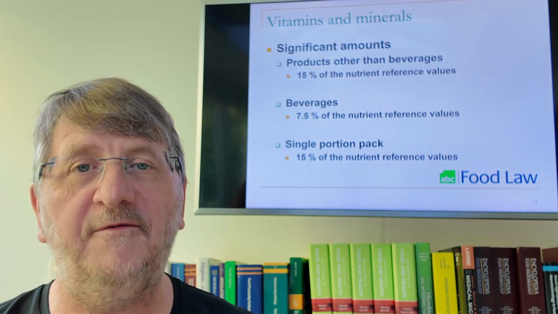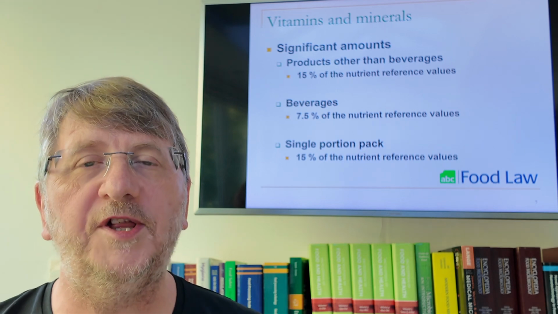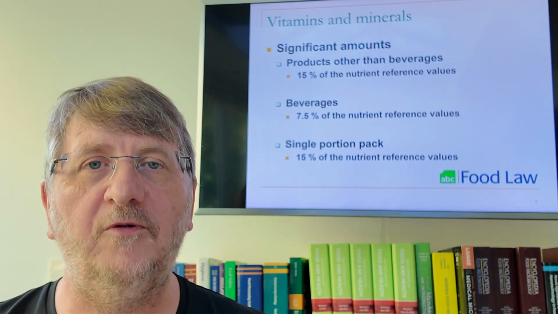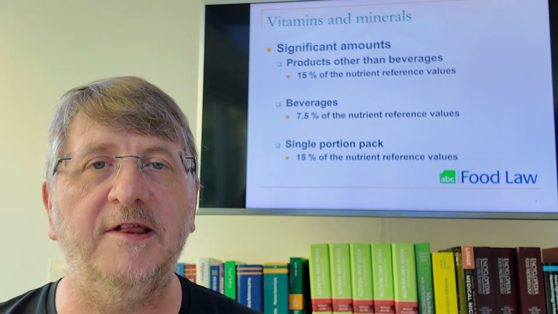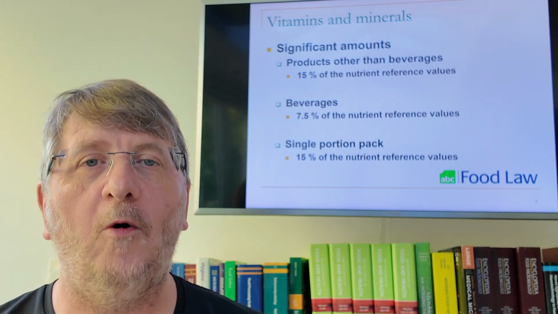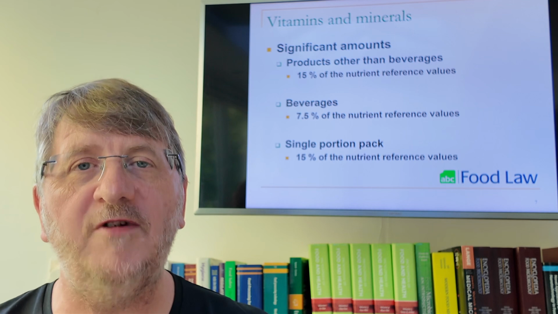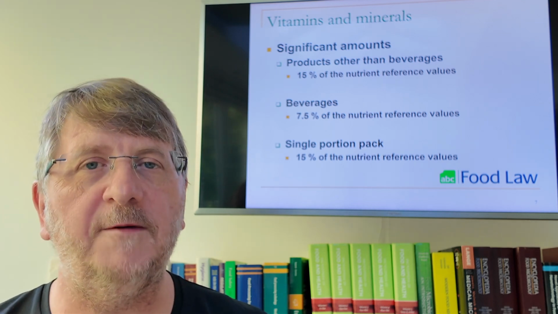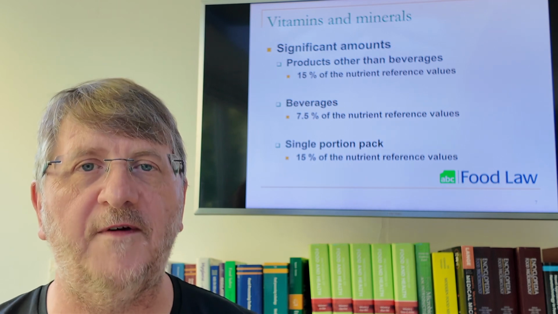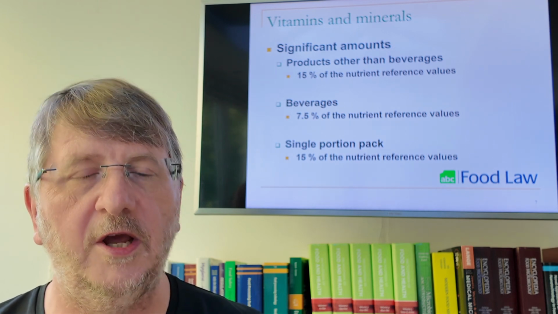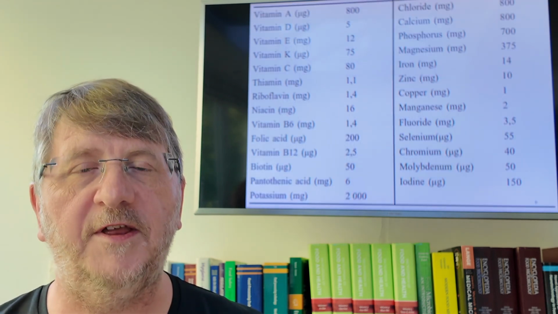So what's a significant amount? Well, in order to declare a vitamin or mineral in your food, there must be at least 15% of the nutrient reference value of the vitamin or mineral. Or if it's a beverage, it can be 7.5% of the nutrient reference value. If you have that present, then you can declare the vitamin or mineral.